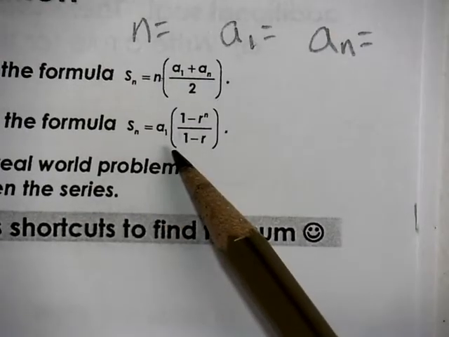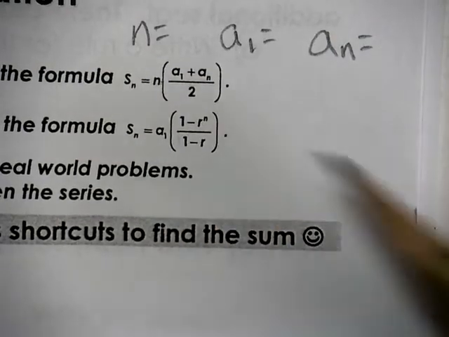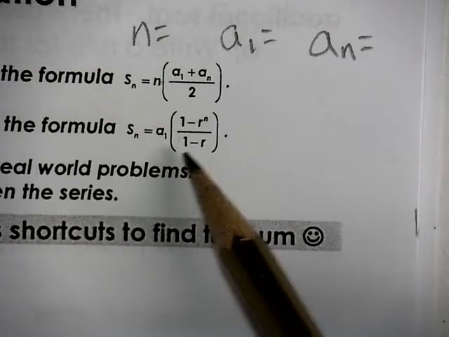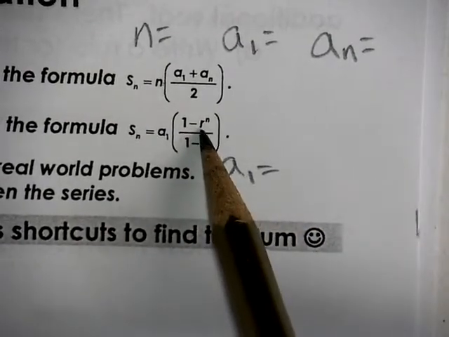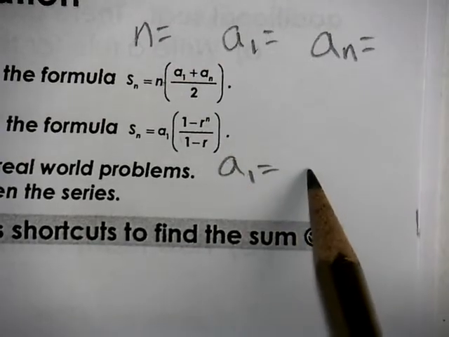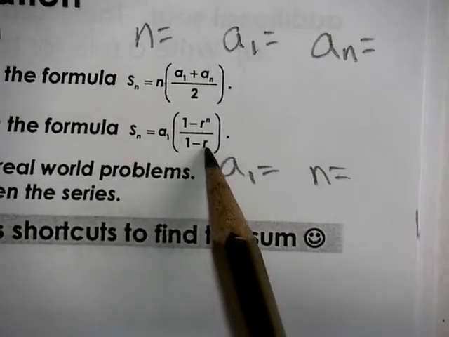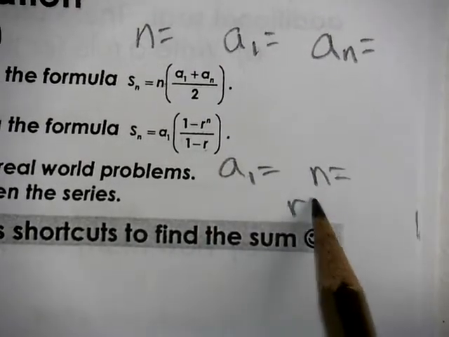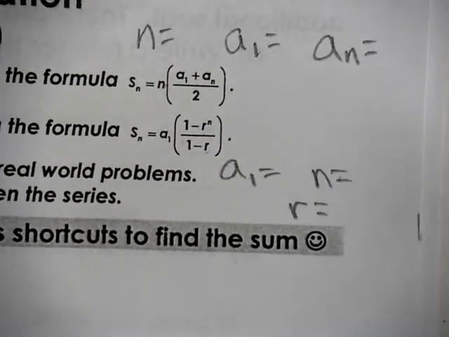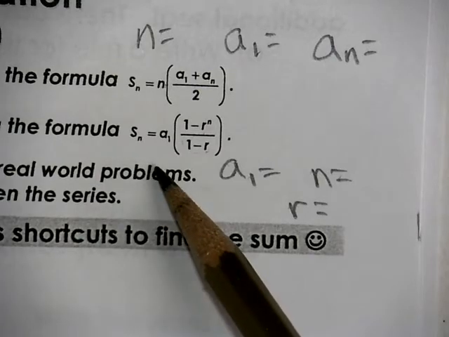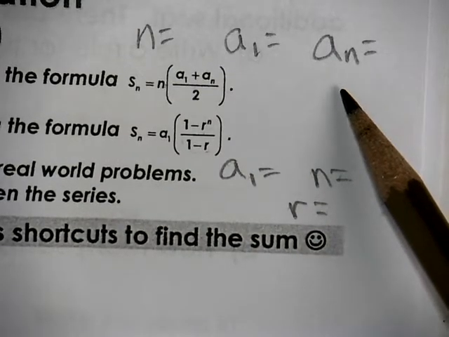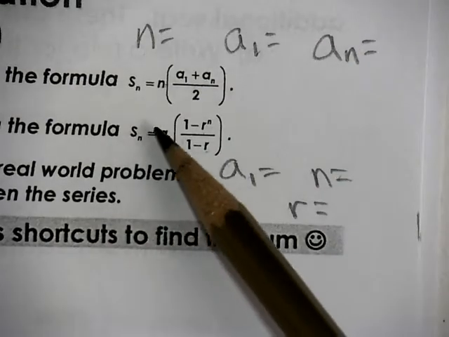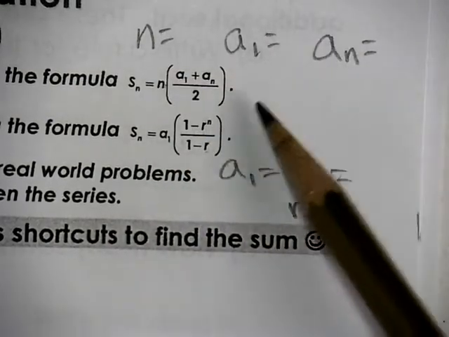If it's a geometric series, a finite geometric series, we need to know what the first term is. We need to know n, which is the number of terms, and we need to know r, which is the ratio by which the numbers change. Notice that for geometric, you do not need to know the number of terms. And for arithmetic, you don't need to know the common difference.